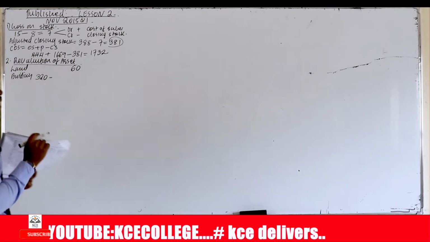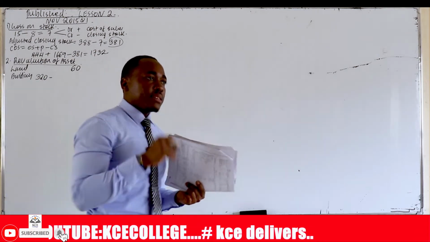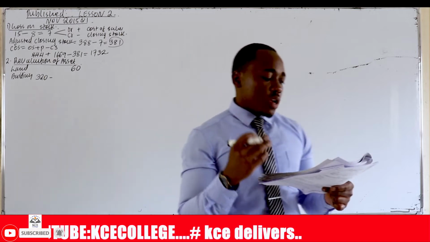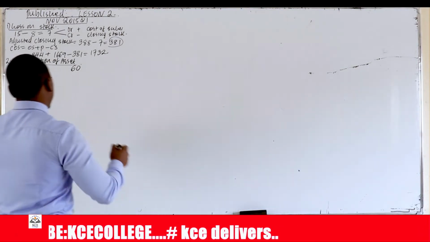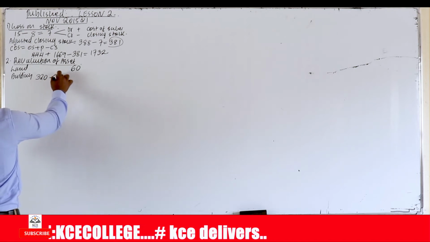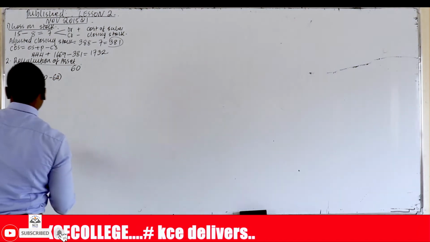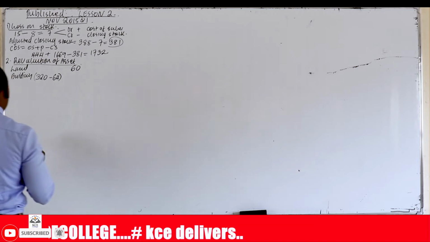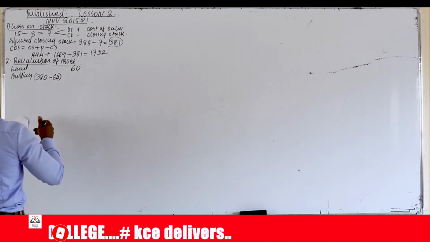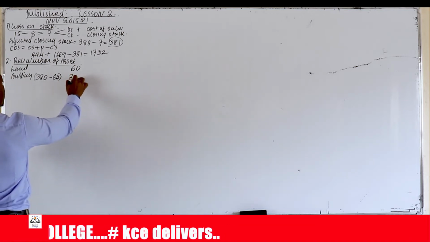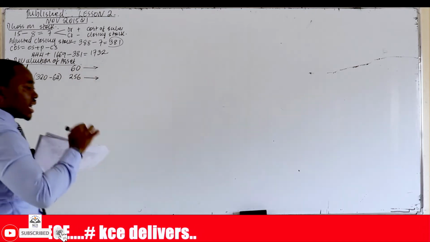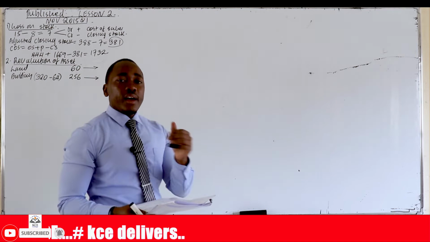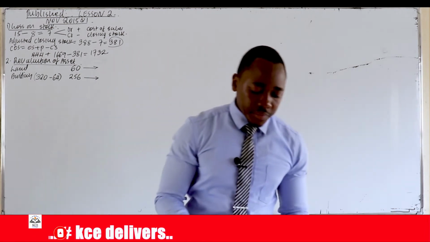But note that building is a depreciable asset. So you minus the depreciation. So below it, we have accumulated depreciation, an amount of 64. So how much is the net book value? The net book value will be an amount of 256. Now, those are the net book value or the carrying amount. Then you compare that against the revalued amount.